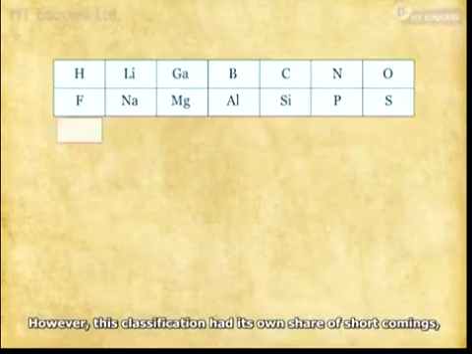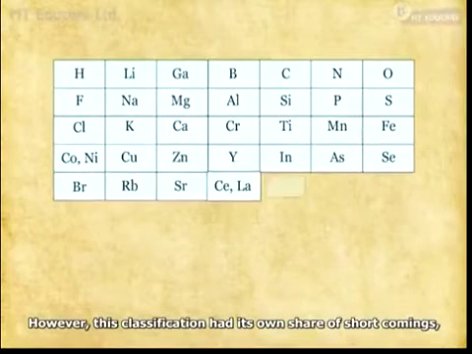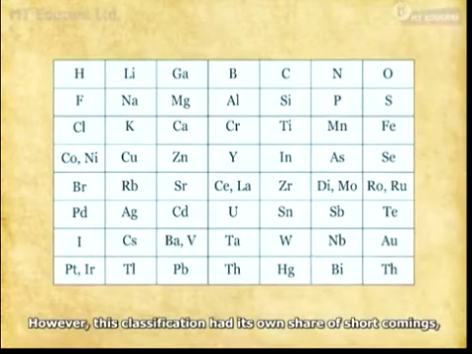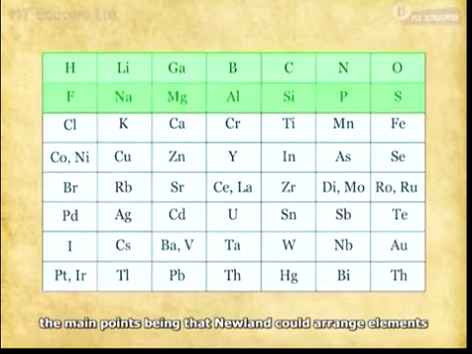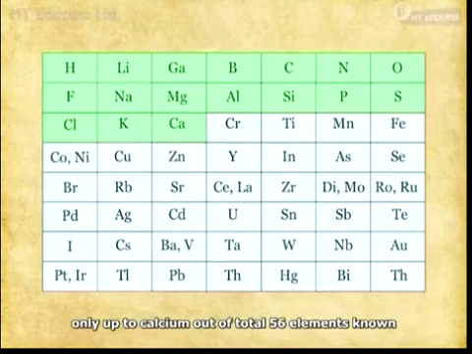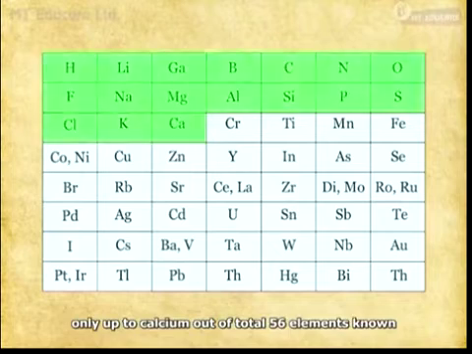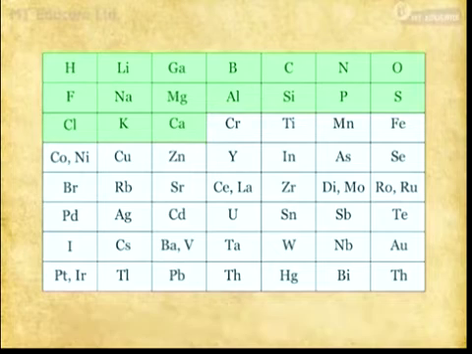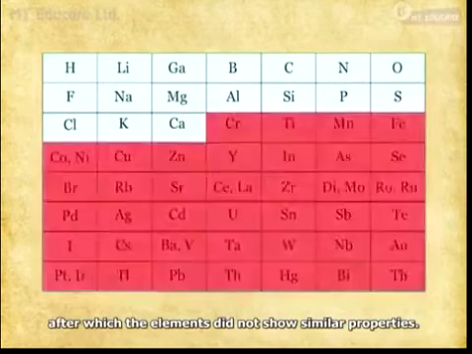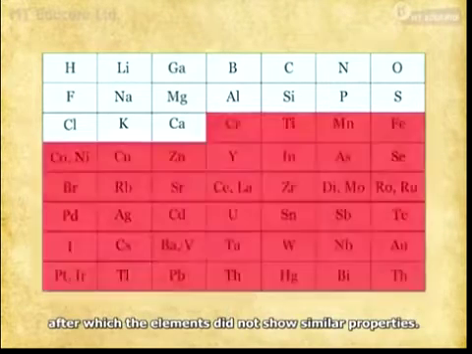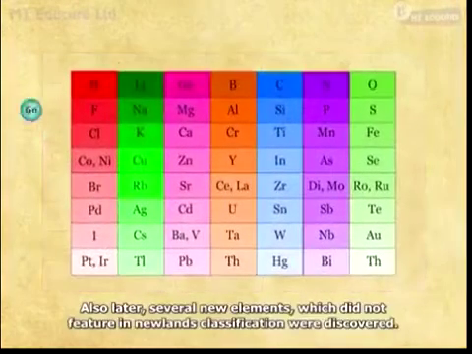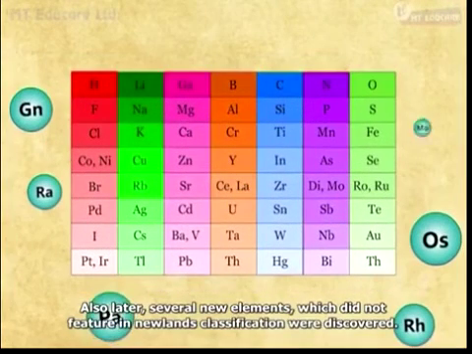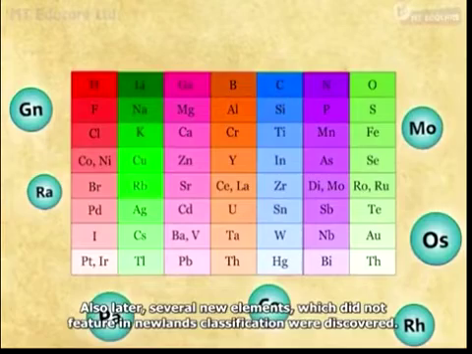However, this classification had its own share of shortcomings, the main point being that Newland could arrange elements only up to calcium out of the total 56 elements known, after which the elements did not show similar properties. Also, later, several new elements which did not feature in Newland's classification were discovered.